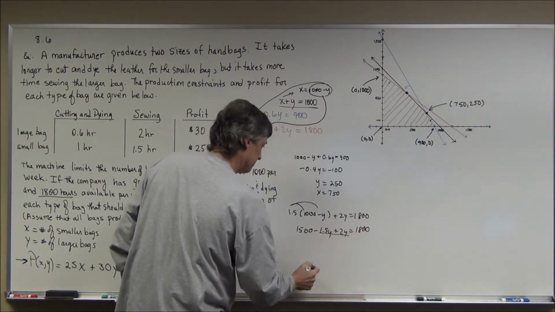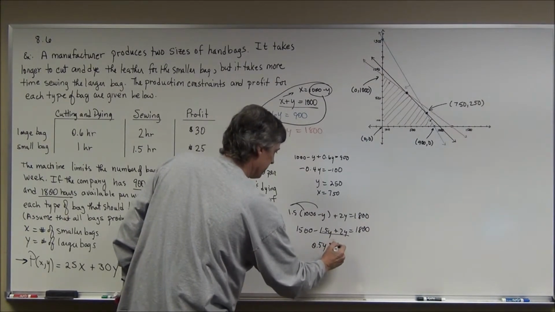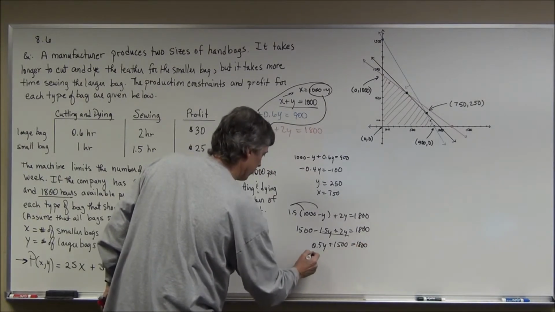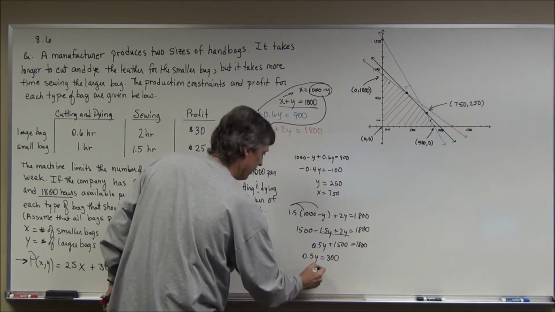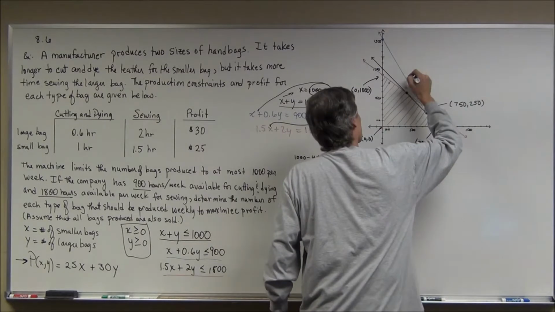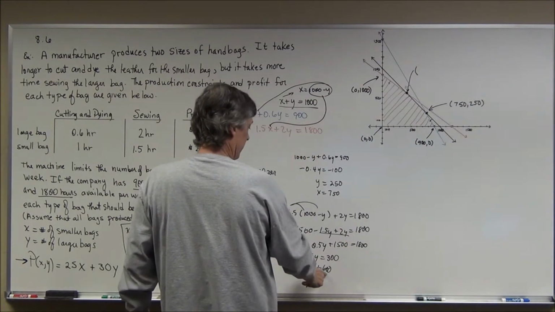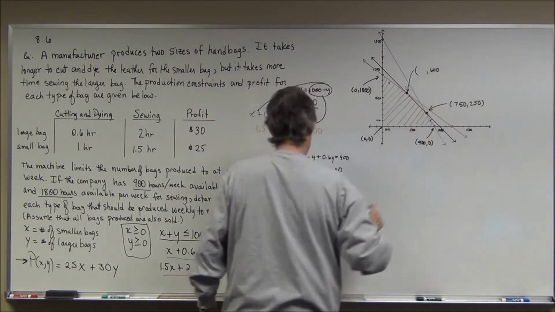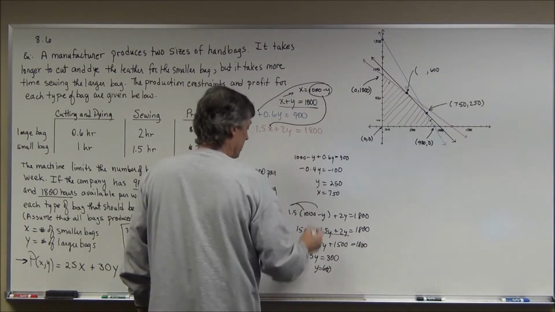Combine like terms. I get 0.5y plus 1500 equals 1800. Subtract 1500. 0.5y equals 300. Divide by a half, and I get 600. So I was off a little bit here. This key value turns out to have a y value of 600. To find the x value that goes with it, plug 600 in here, and x turns out to be 400.